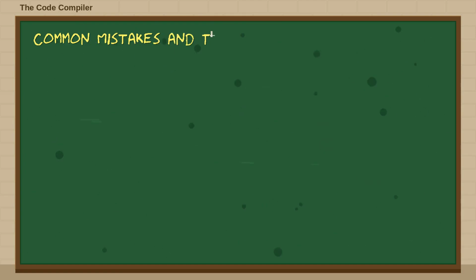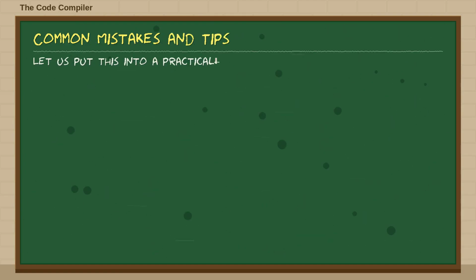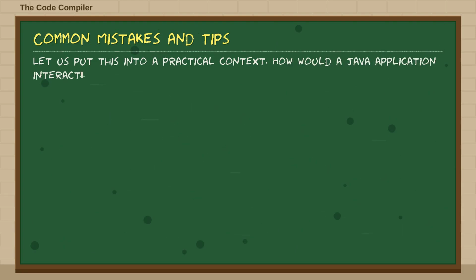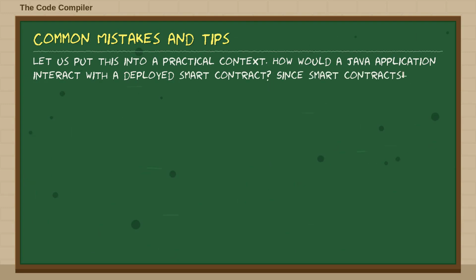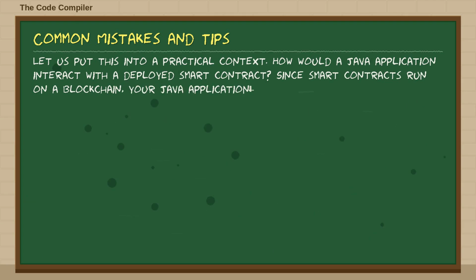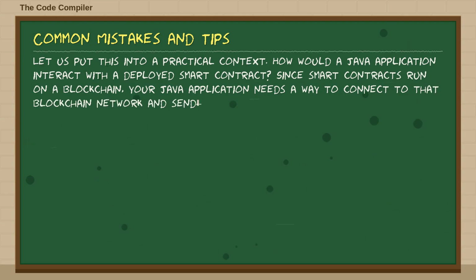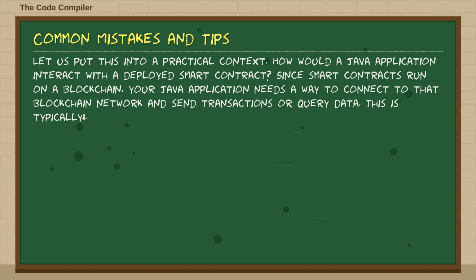Let us put this into a practical context. How would a Java application interact with a deployed smart contract? Since smart contracts run on a blockchain, your Java application needs a way to connect to that blockchain network and send transactions or query data. This is typically done using a Web3 Java library, such as Web3j for Ethereum.